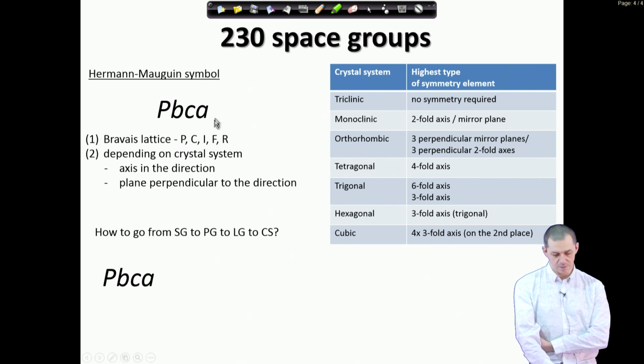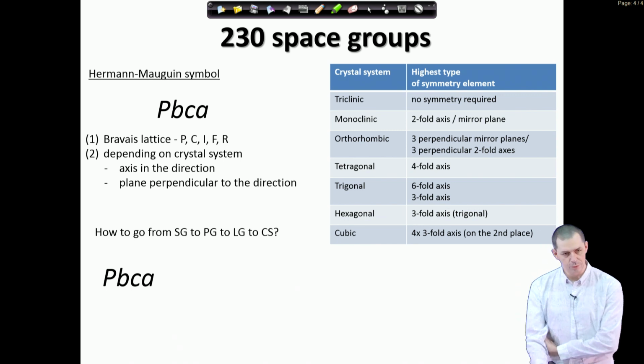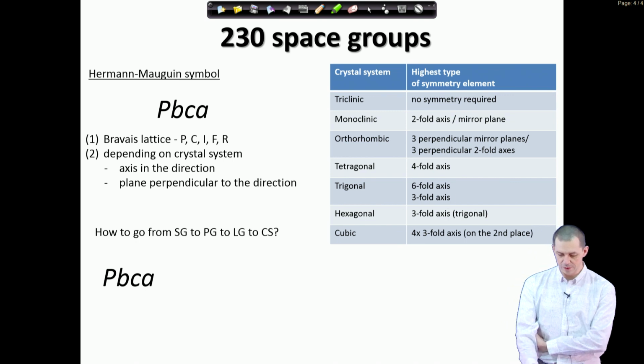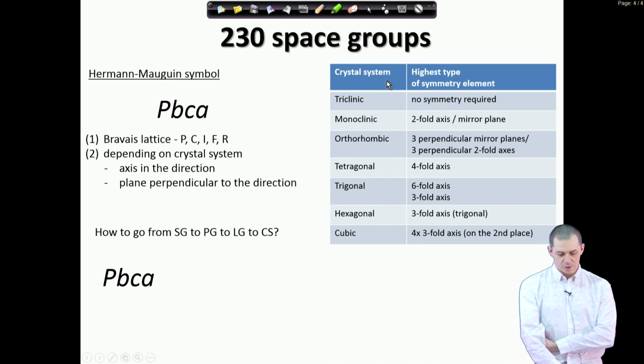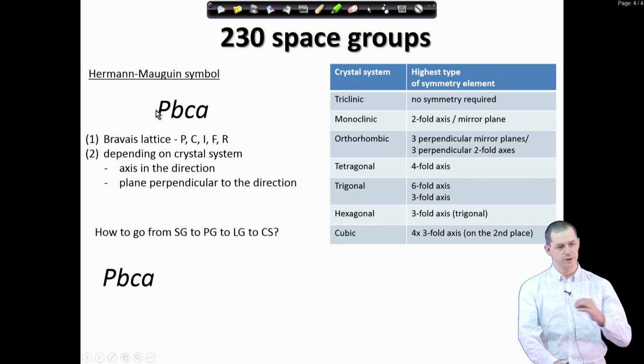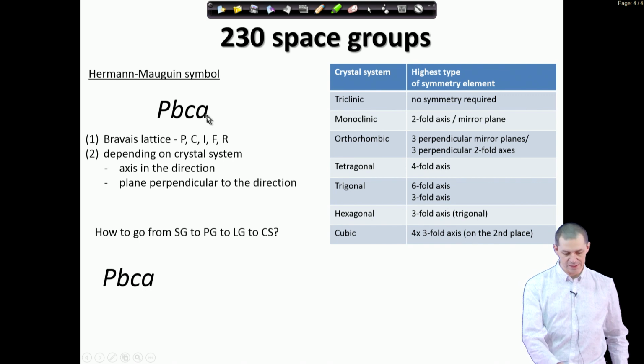So for example, PBCA is an orthorhombic crystal system. I will tell you soon how I know that. Well, you can read it in this table. So the first letter describes the Bravais class. P means primitive, so there are no centering points. And then I know there is a B glide perpendicular to the A direction. There's a C glide perpendicular to the B direction and an A glide perpendicular to the C direction.